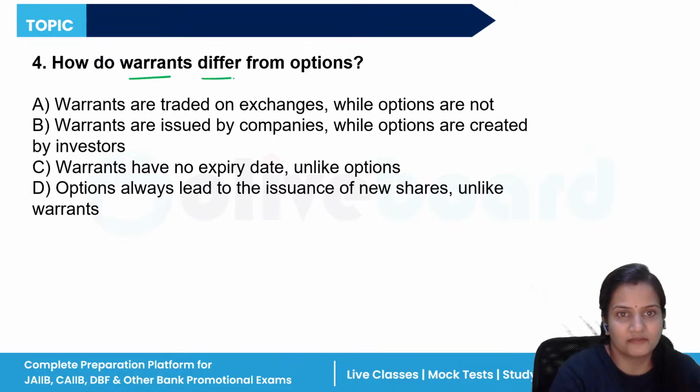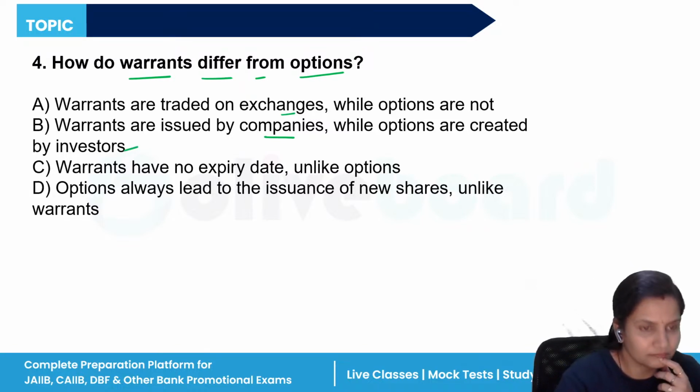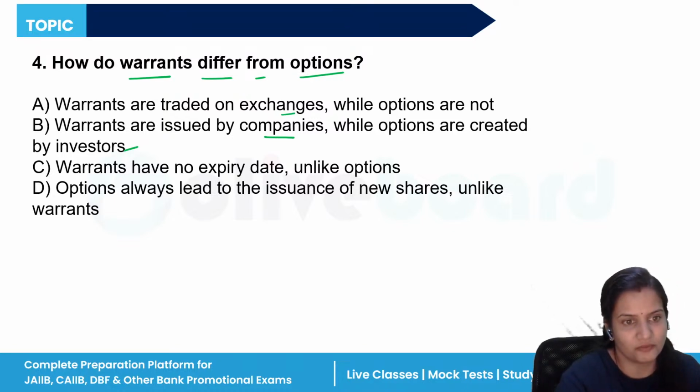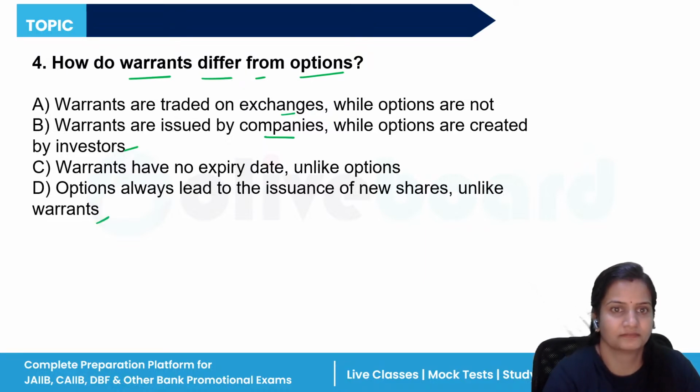How do warrants differ from options? Warrants are traded on exchanges, options are not traded. Warrants are issued by companies, while options are created by investors. Tell me. Options always lead to the issuance of new shares, unlike warrants.